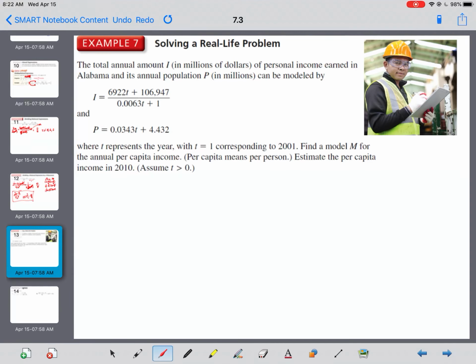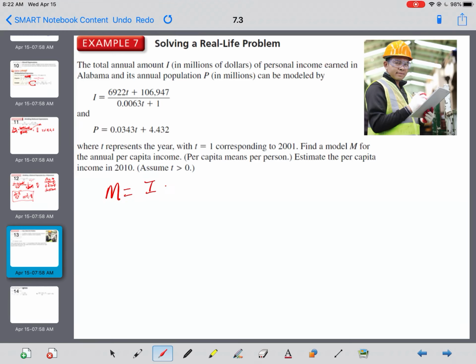Word problem. The total annual amount I, in millions of dollars, of personal income earned in Alabama in its annual population P in millions can be modeled by this equation and that equation, where T represents the year with T equaling 1 corresponding to 2001. Find a model M for the annual per capita income. Per capita means per person. Estimate the per capita income in 2010. Assume T is greater than 0.